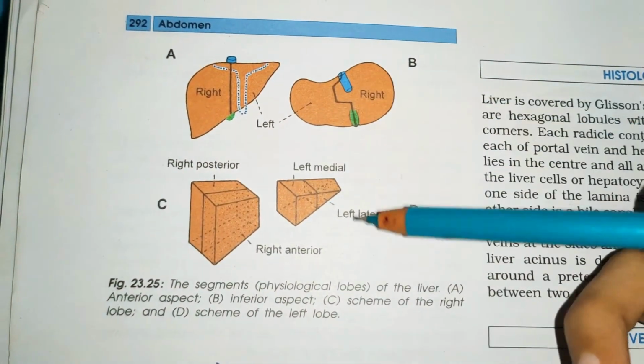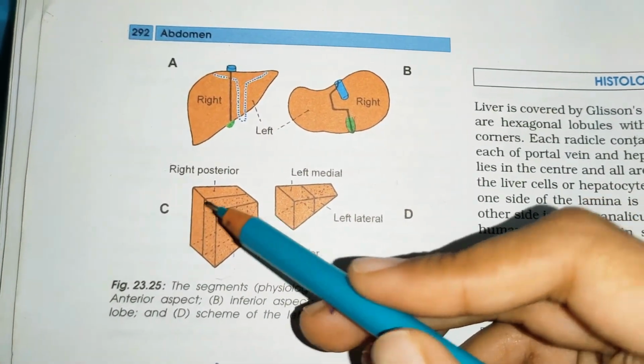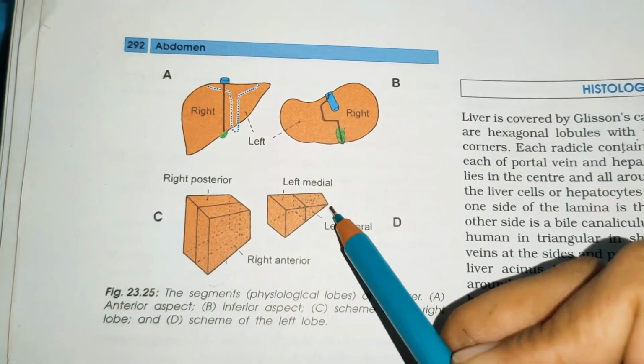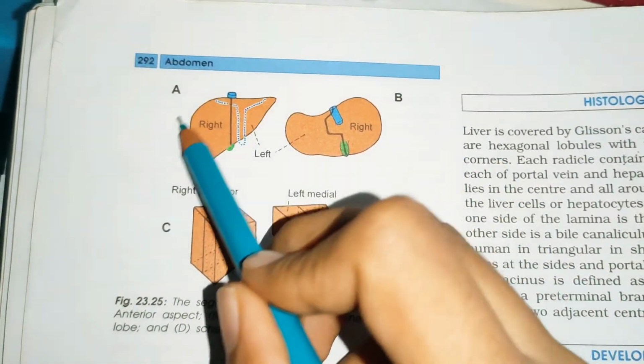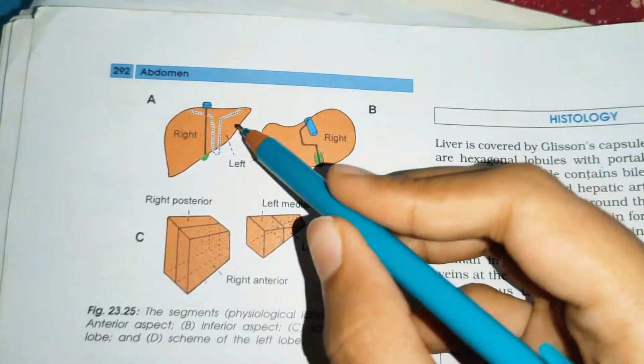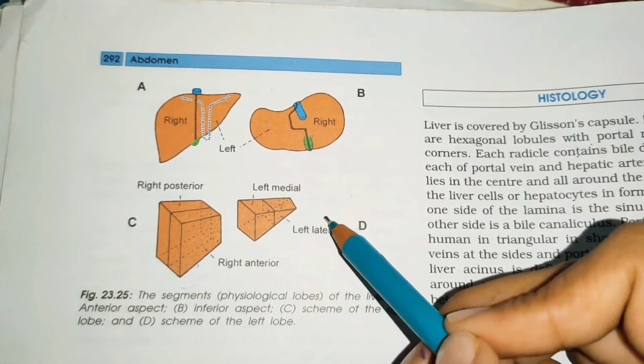As I said, first we need to draw the planes, and next you can see this right side is in turn divided into right anterior and right posterior. On the left side it is divided into left lateral and left medial, okay. So the same diagram, right side is divided into anterior and posterior, left side is divided into medial and lateral, okay. So as you can see here clearly.